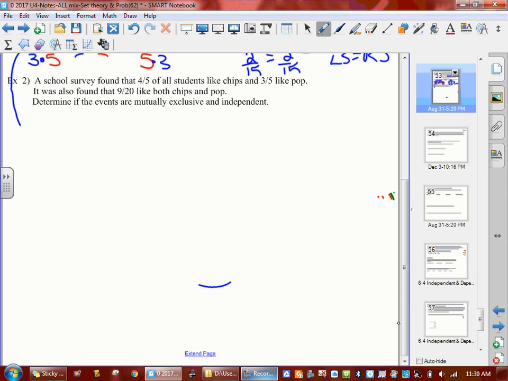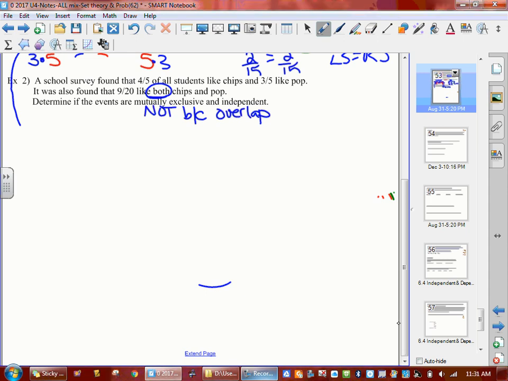So it says if we've got both, we've got an overlap already. So are they mutually exclusive and independent? Well, if we have an overlap, can it be mutually exclusive? No. So these are non-mutually exclusive, because we have an overlap. The minute we have a both, they're not mutually exclusive. So we figured that part out already.